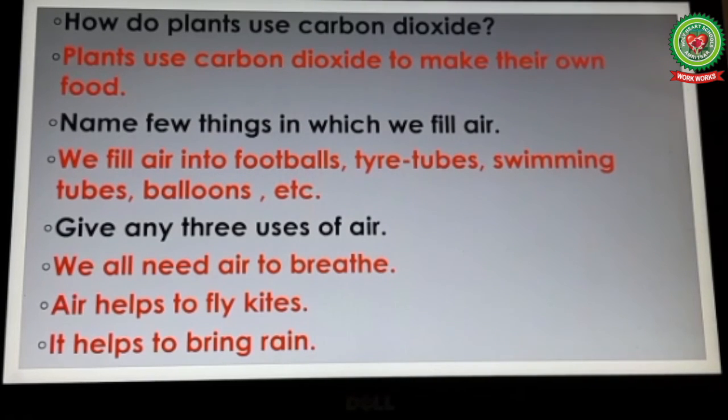Question number 3. Give any 3 uses of air. Number 1, we need air to breathe. Number 2, air helps to fly kites. And number 3, it helps to bring rain.